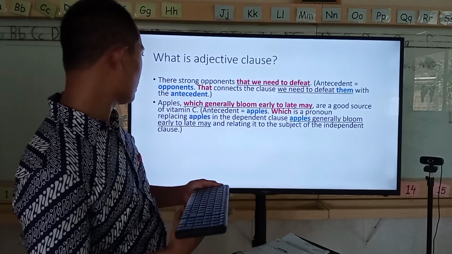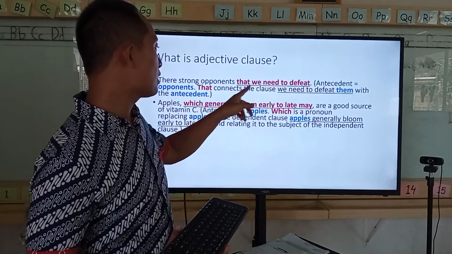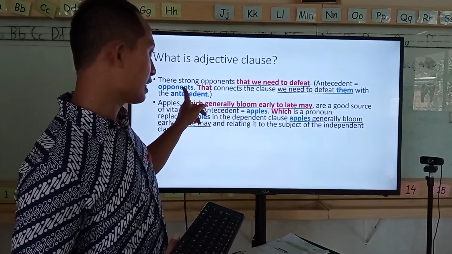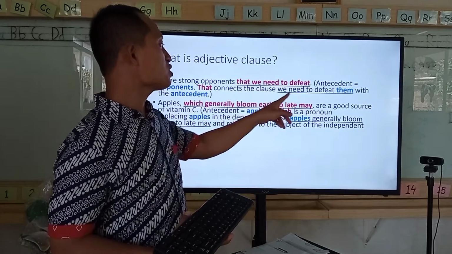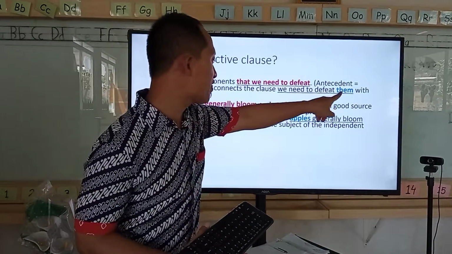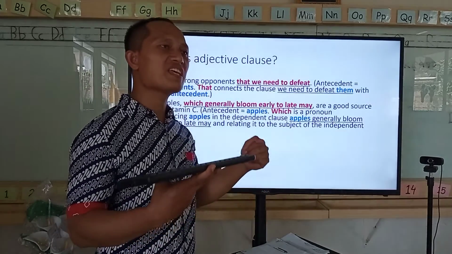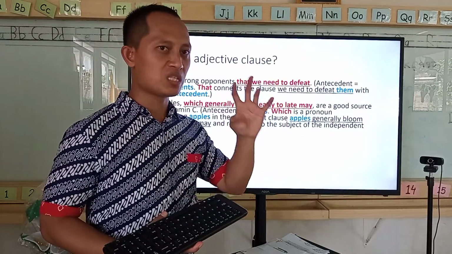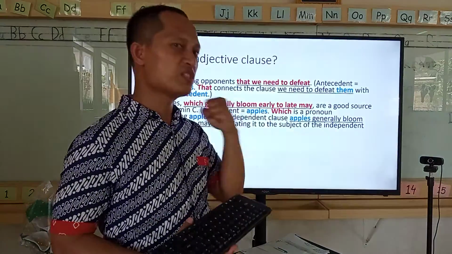Hang on. Before that, let's discuss it before. They are strong opponents that we need to defeat. Okay. Now the antecedent is opponents. And that connects the clause we need to defeat them with the antecedent. We need to defeat them, and opponents, which is the antecedent, are the same entities. We don't talk about different entities. We are talking about the same group of people who are strong, and we need to defeat them. Okay.